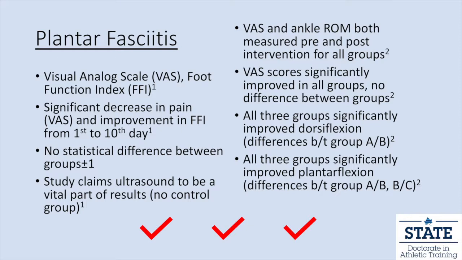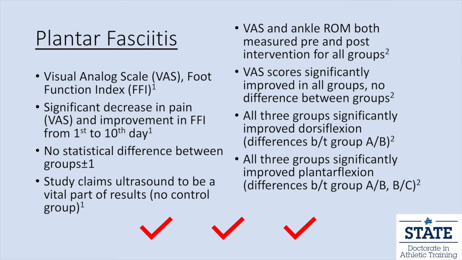The second study looked at the VAS scale again, and then they also looked at range of motion, ankle range of motion, instead of a patient-reported outcome for function. So the range of motion and pain scale were both measured pre and post interventions, so right before and right after each patient got their intervention. And then the VAS scores significantly improved in all groups, and there was no difference between the groups. So for pain, the stretching group was just as effective as the positional release as the myofascial release group.